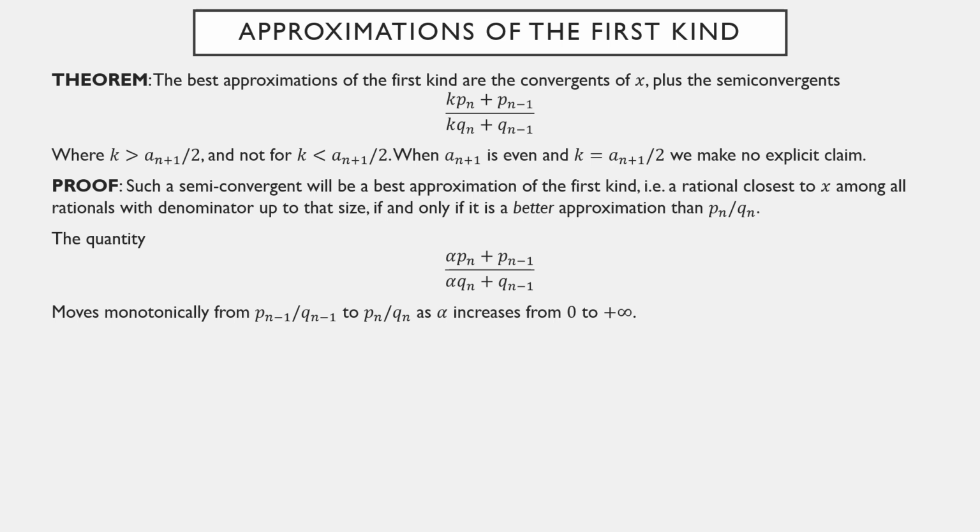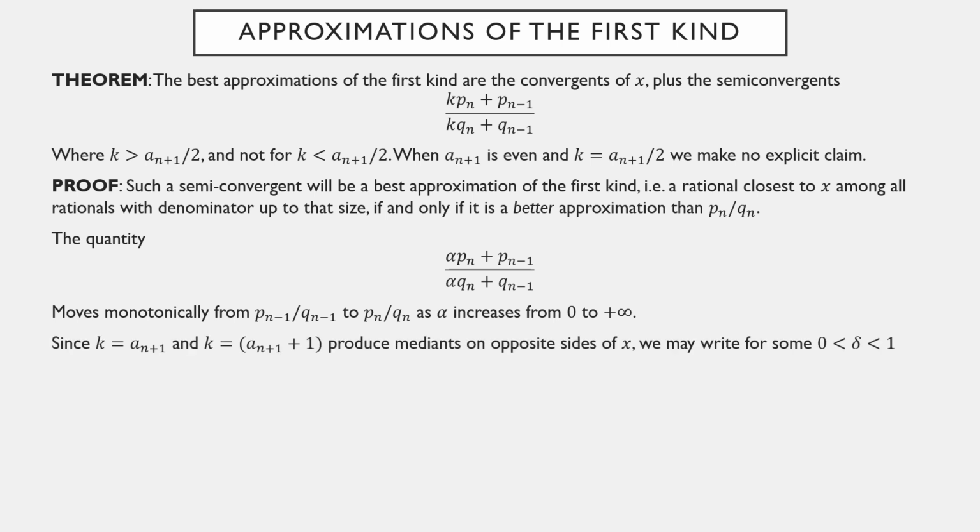And just by taking a derivative and computing a sign, you can show that this is either increasing or decreasing according to whether n is even or odd, but it just moves monotonically from the lower index partial convergent to the larger index convergent. Now, when k is equal to a_{n+1} and when k is equal to a_{n+1} plus 1, these produce medians on opposite sides of x.